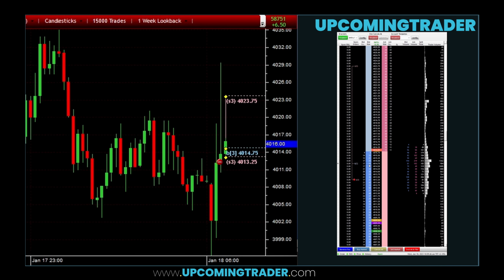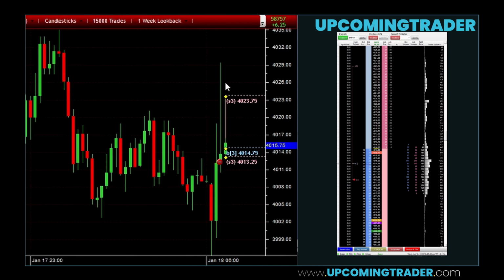There are a couple of key areas to focus on when you look at the profile. One of these areas is called the point of control. The point of control is the price level with the highest volume for that specific time period, and it often acts as a very strong support or resistance zone.